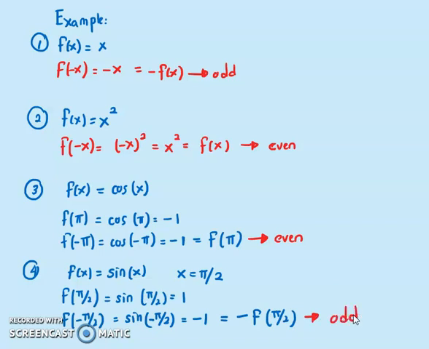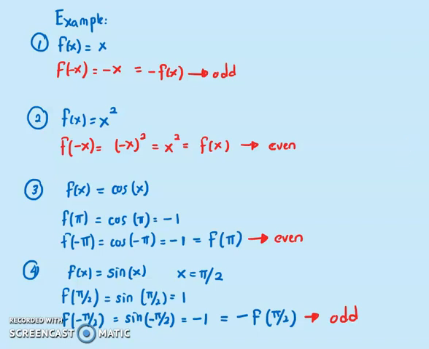This even and odd function property can be very useful when we want to solve related problems. So I can say that x is odd, cos x is even, sin x is odd, and x squared is an even function. Then what we want to look at now is how it is related to the series.